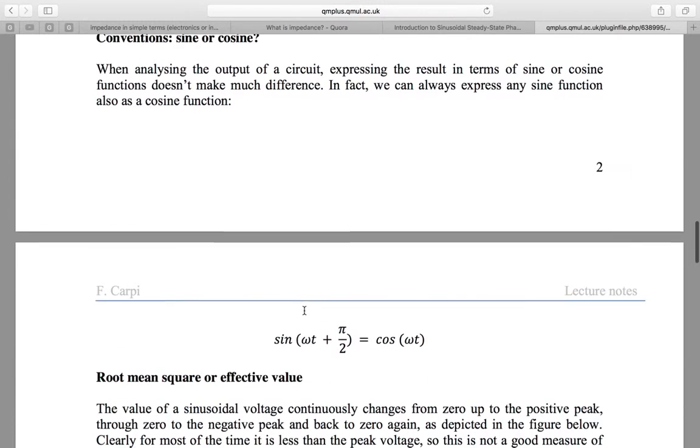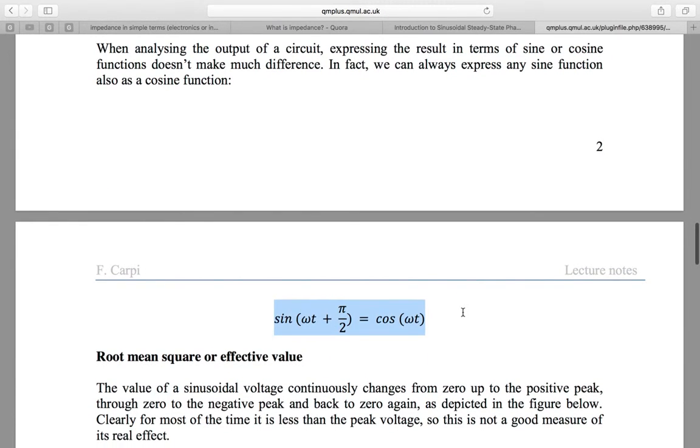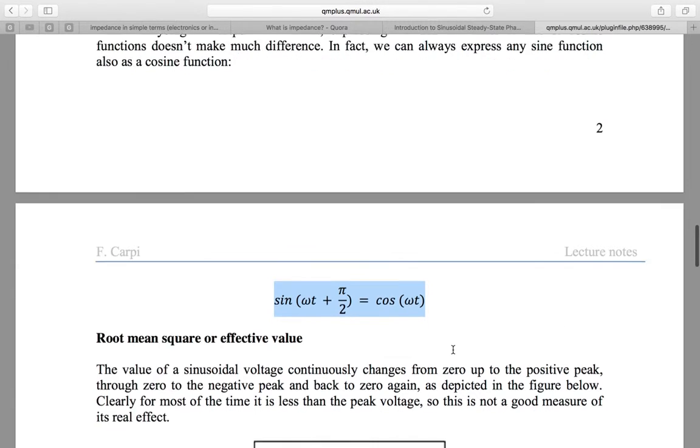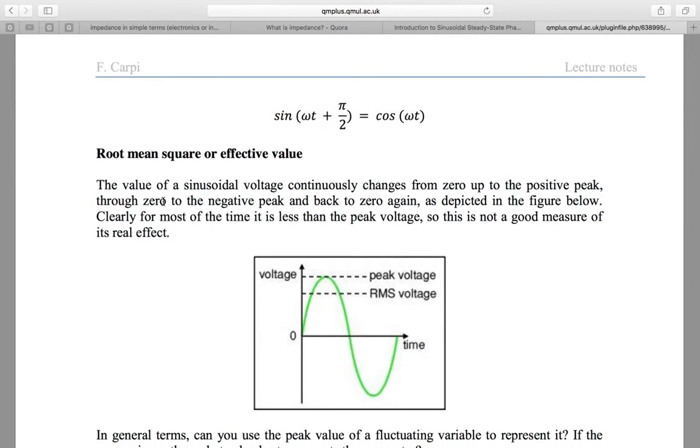It's the same thing. And in fact, this is the formula to convert from sine to cosine and vice versa. The problem with the sinusoidal source is that the value of the sinusoidal voltage continuously changes from 0 up to a positive peak, so it's continuously changing.